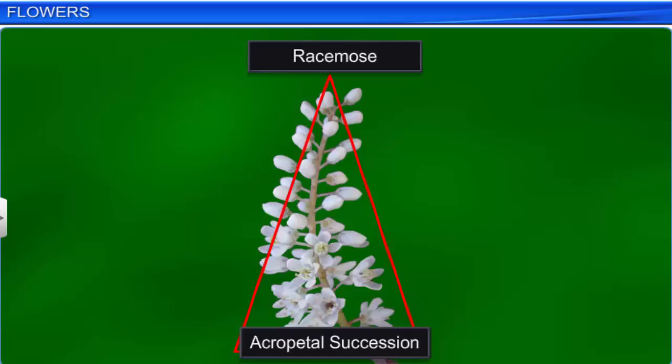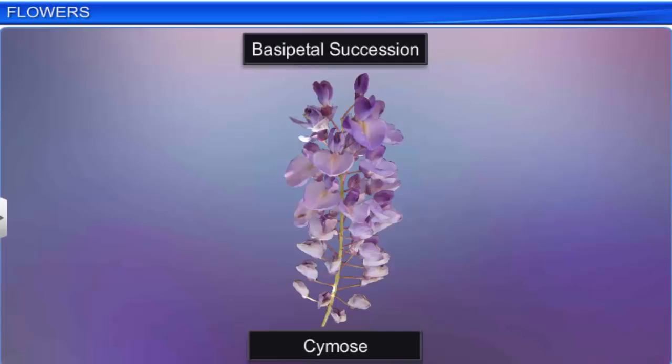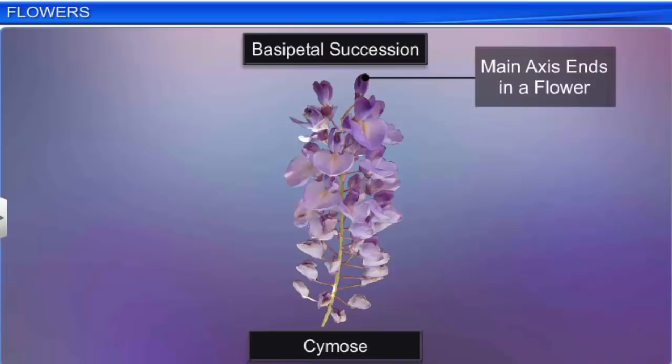Therefore, the main axis or stalk continues to grow at the tip. However, in cymose inflorescence, the flowers appear in basipetal order or grow in succession from the apex to the base of the main axis. Here, the main axis ends in a flower and further development takes place by the growth of lateral branches.